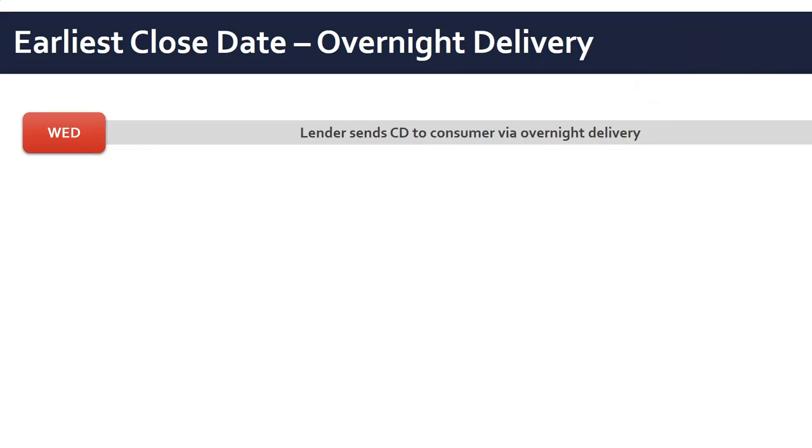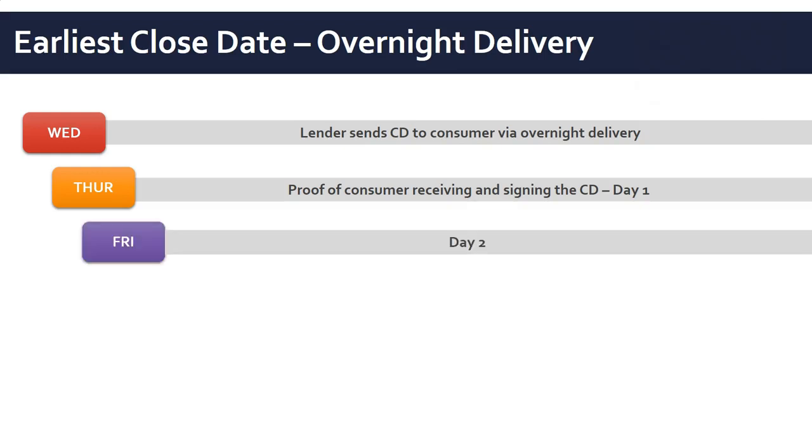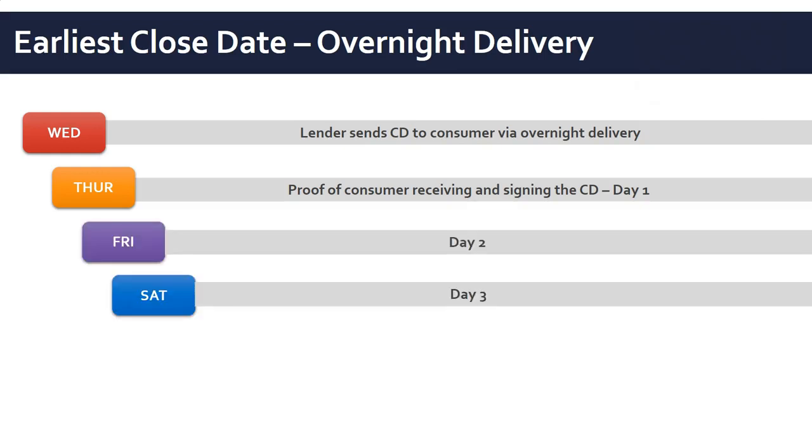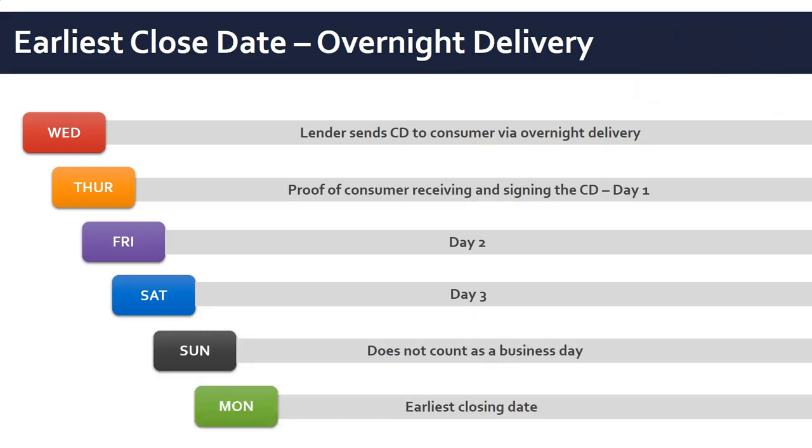Well, if on Wednesday we send out the closing disclosure to the customer via overnight delivery, and then on Thursday we receive proof. So we have to have some sort of proof that the borrower received and signed the closing disclosure if signing is required. That would then be considered day 1. Friday would be day 2, Saturday would be day 3, and then Sunday would not count as a closing day. So in this scenario, the earliest closing date would be the following Monday.